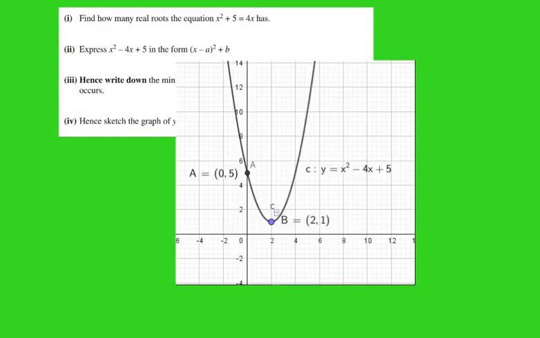Now, this is my graph here. And when we observe what is happening, it passes through the point 2, 1, cutting the y-axis at 0, 5. Notice it does not cut the x-axis because b squared minus 4ac is less than 0. It is negative. So therefore it has no real roots. It does not cut the axis.